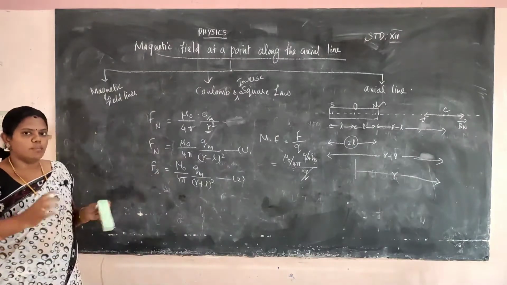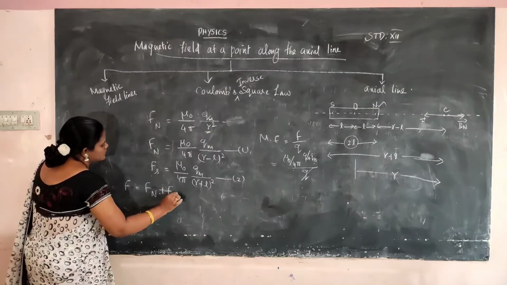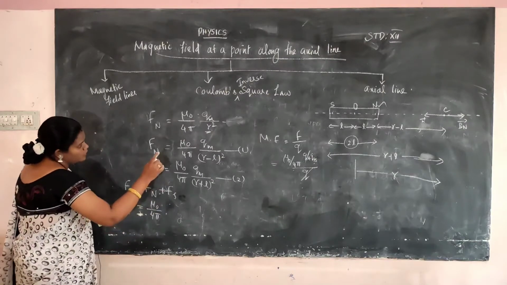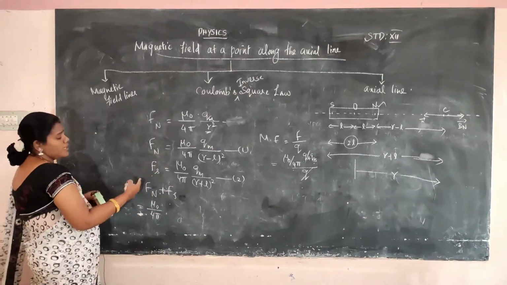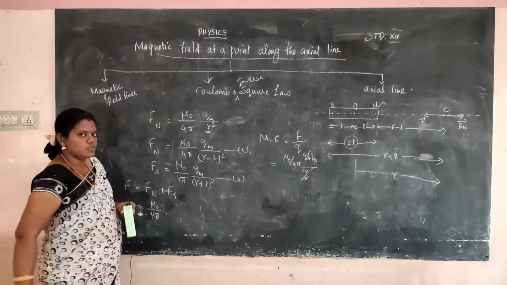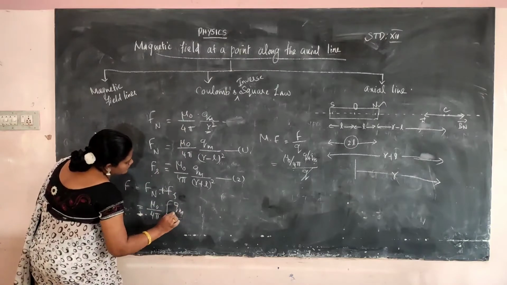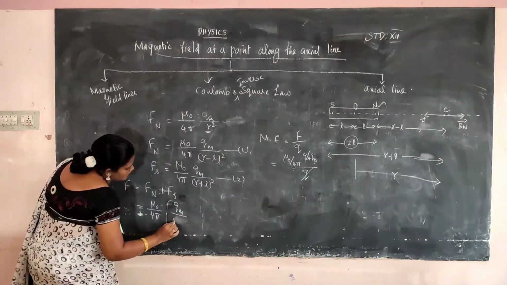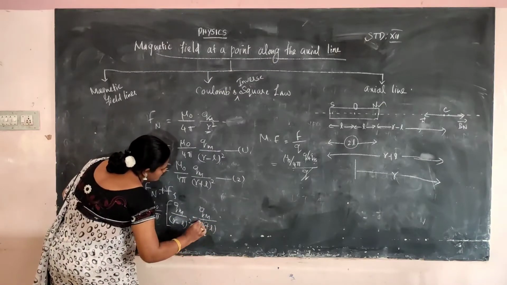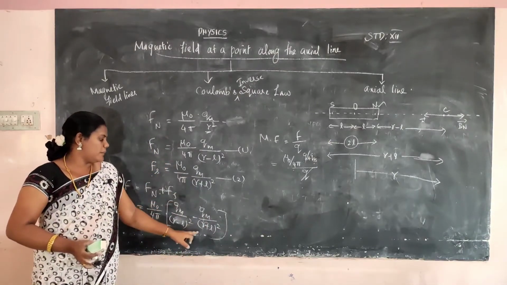So we want to know the total magnetic field. The total magnetic field F is equal to Fn plus Fs. We substitute the two formulas. Mu naught by 4 pi is taken outside. The south pole, as I already told, will be taken as negative. So mu naught by 4 pi, Qm by r minus L the whole square minus Qm by r plus L the whole square. Clear?